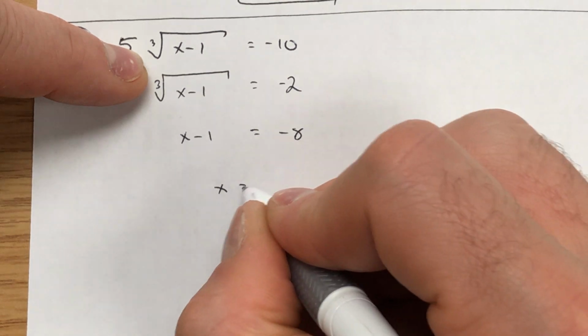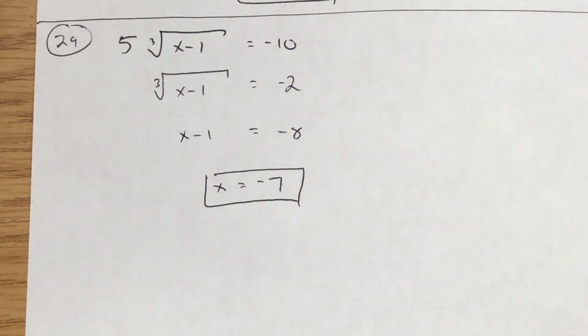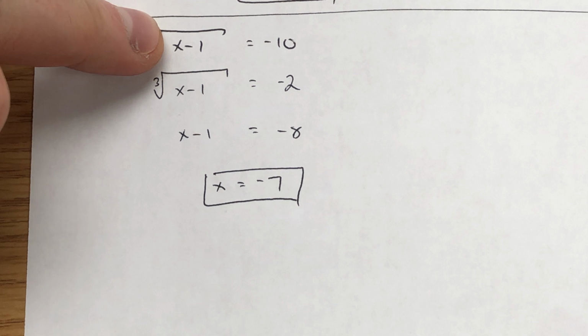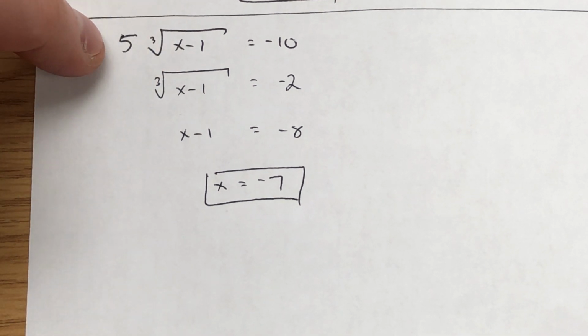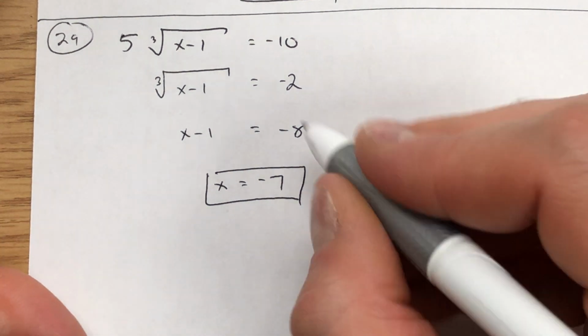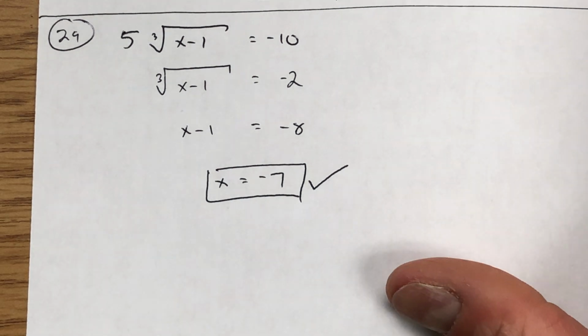After that, I add my 1, and x is negative 7. I go ahead and double check, make sure I can take the cube root. Now, cube roots don't care if they're positive or negative. I can work it. So negative 7 minus 1 is negative 8. The cube root of negative 8 is negative 2. 5 times negative 2 is negative 10. That does check out. Okay. So that is number 29.